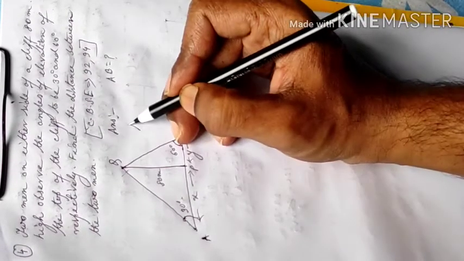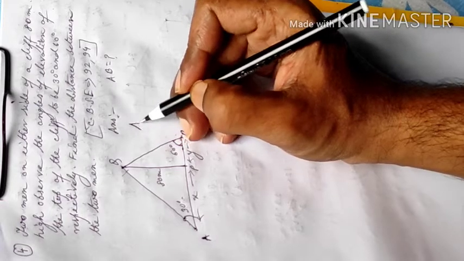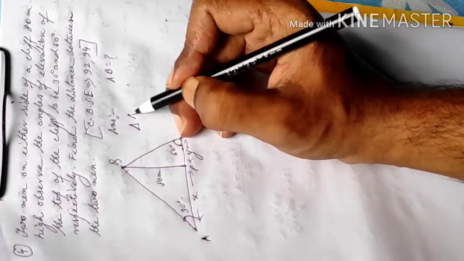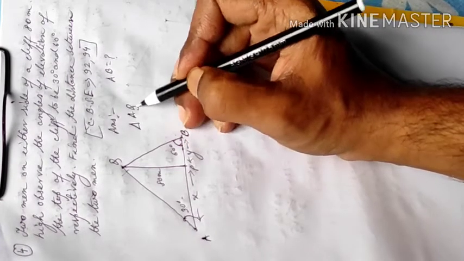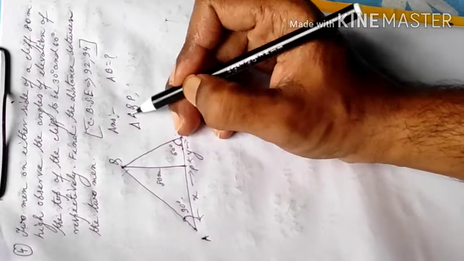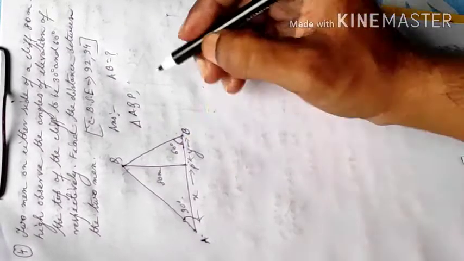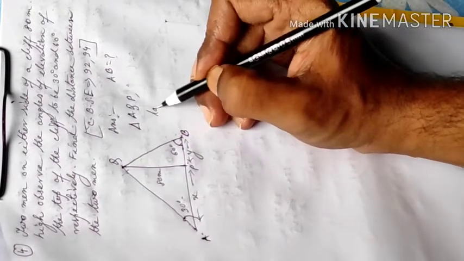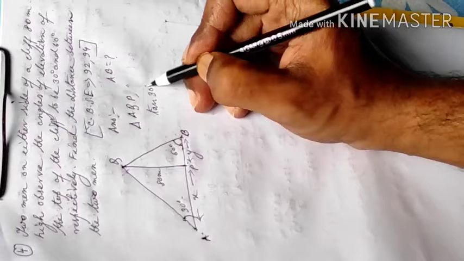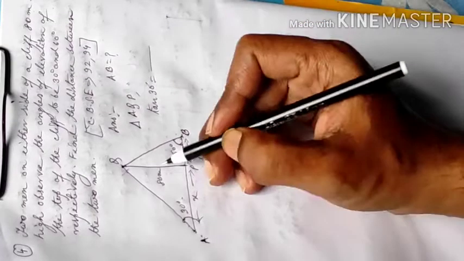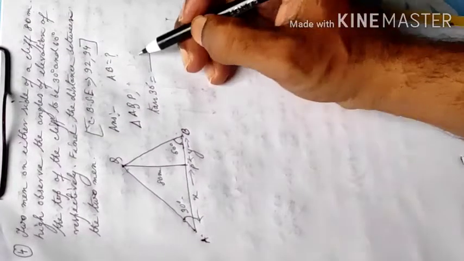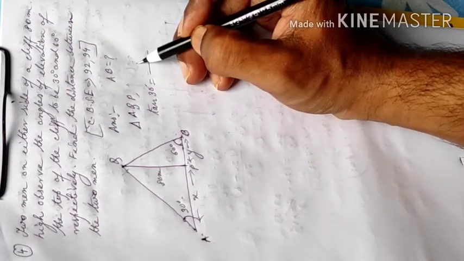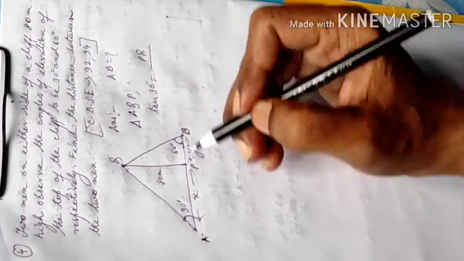Now there are two right angle triangles. One is triangle AQP. From this, if you take tan of 30 degrees, it is equal to what? This is the perpendicular, this is the base. Perpendicular means PQ, by base means AP.